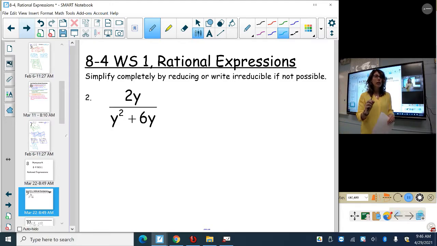Now we've learned the word irreducible before whenever we did factoring. Irreducible means we are not able to simplify any further and it's not able to be broken down with a GCF or into two binomials, so it's as reduced as it can possibly go. So it's irreducible from there.